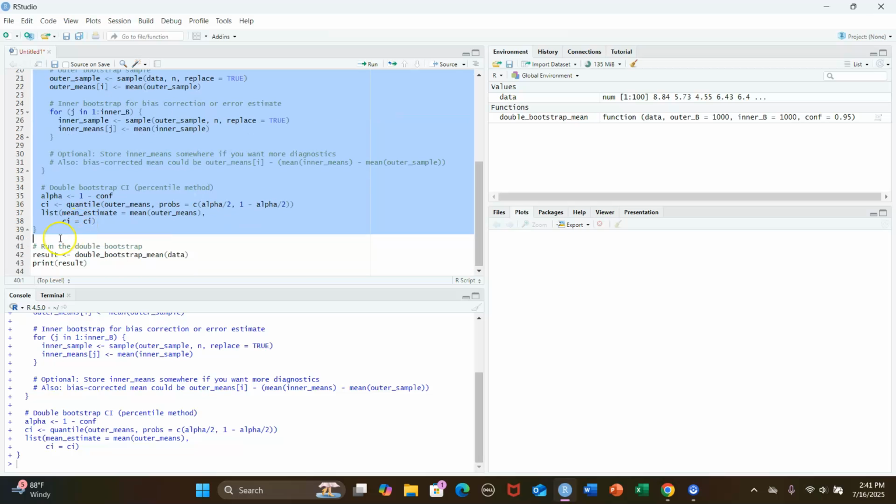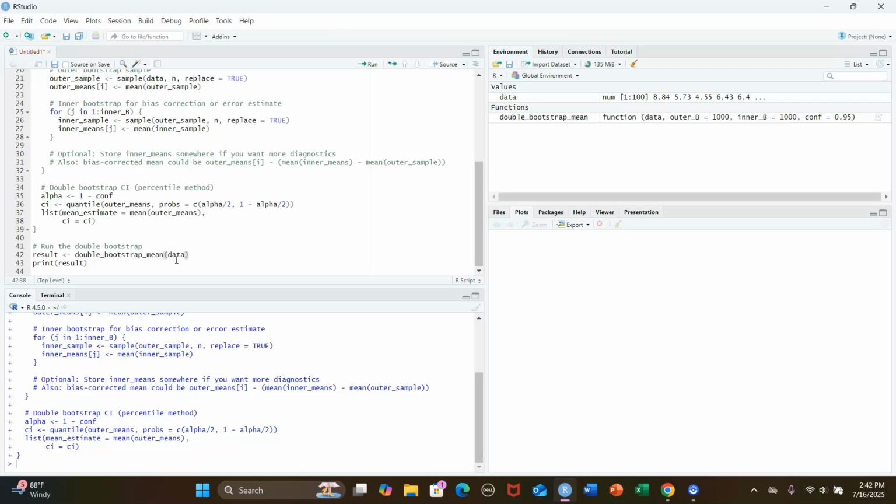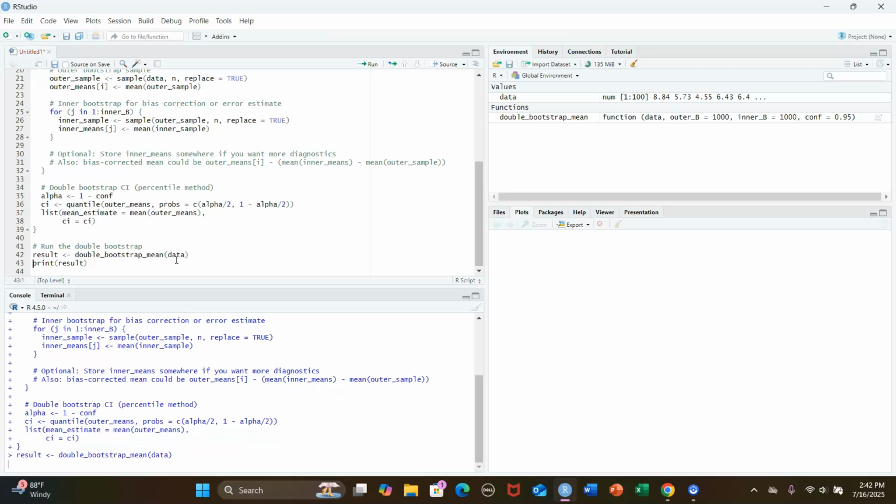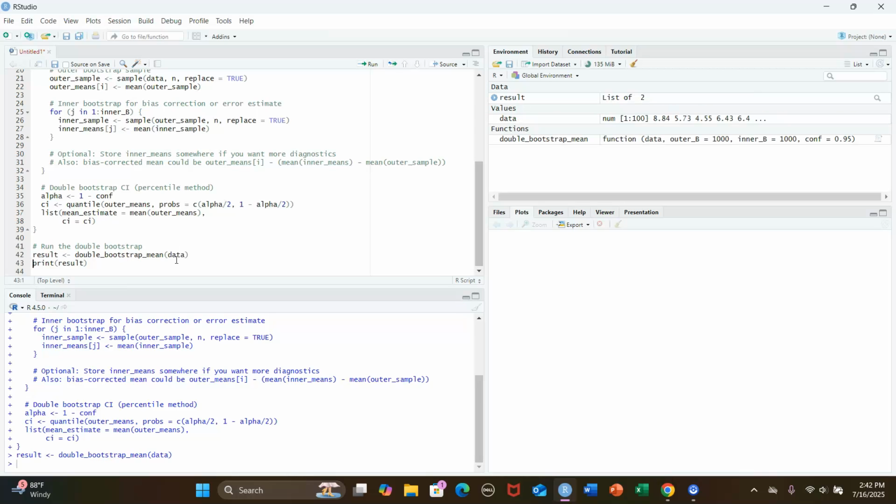You get the function read in, and then we call double bootstrap mean on the data. We use 1,000 and 1,000 for the inner and outer loops, and a 95% confidence level. So let's run this. It's computing. If you think about it, 1,000 times 1,000 is a million, so we're calculating a million means. Still not too long. It gave us a result.